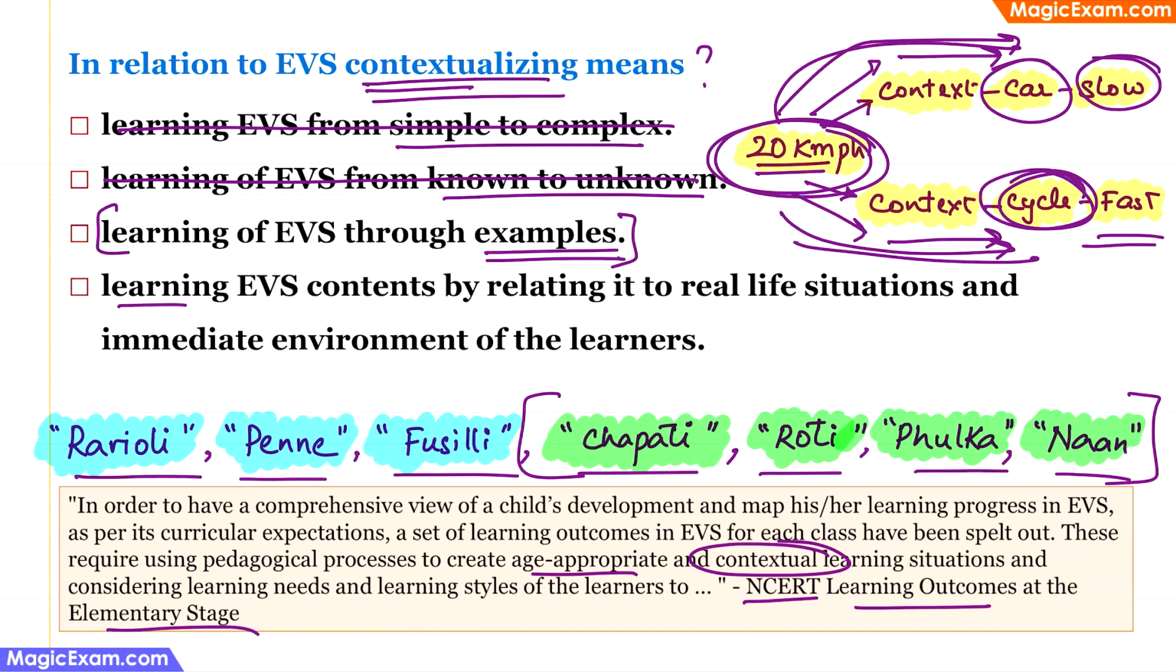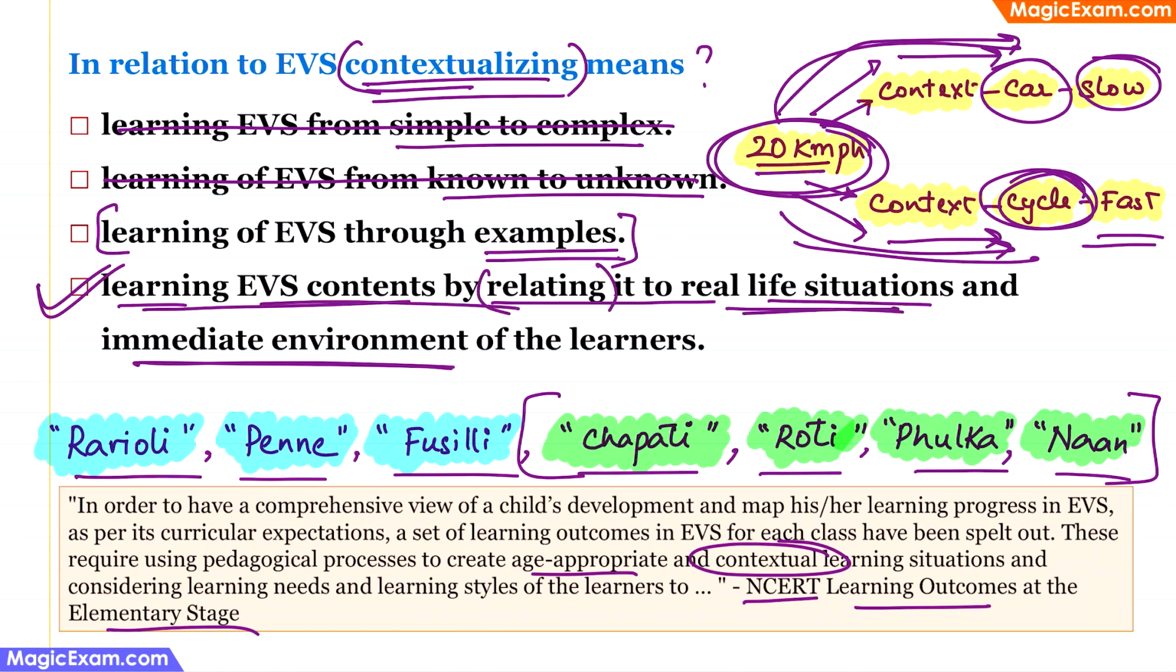Next one says learning EVS contents by relating it to real life situations and immediate environment of the learners. Now this is the best answer here in terms of what contextualizing means. For example, if I'm teaching EVS content and I'm relating it to real life situations and the immediate environment of the learners, that is, if I'm talking about food and I relate it to what the children can see in their immediate environment, such as chapati, roti, fulka, naan, this is where the children can understand what I'm talking about. Therefore, I'm talking in the context of their real life situation and immediate environment. And this is the best answer here.